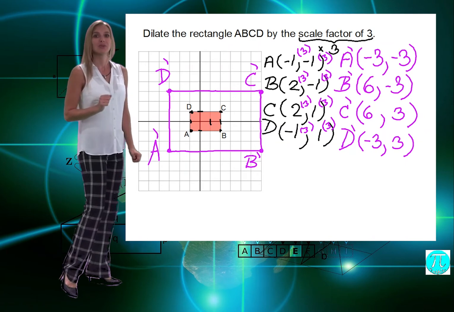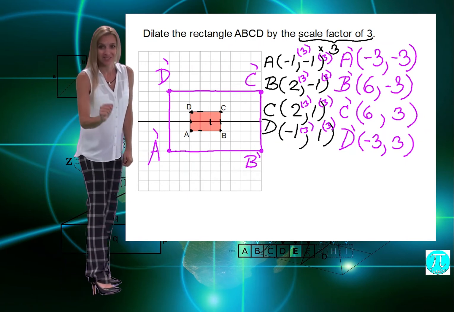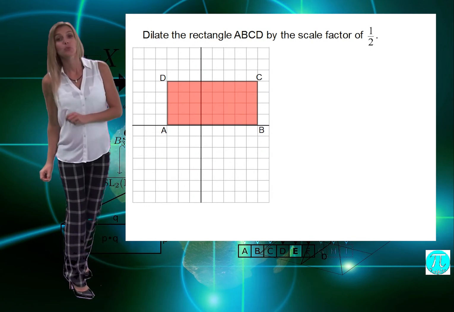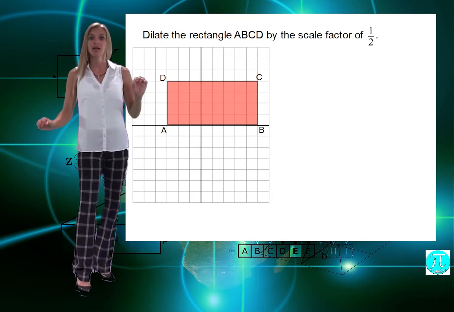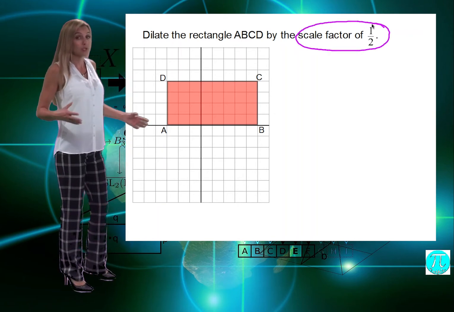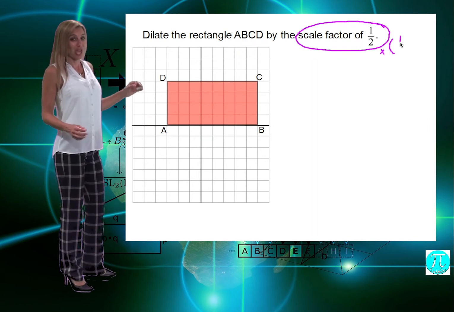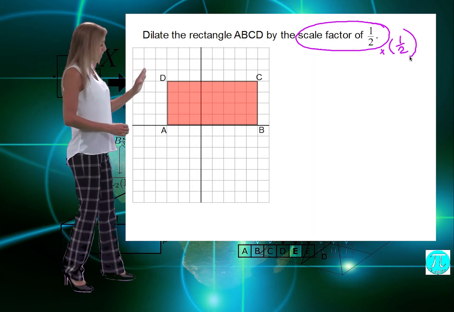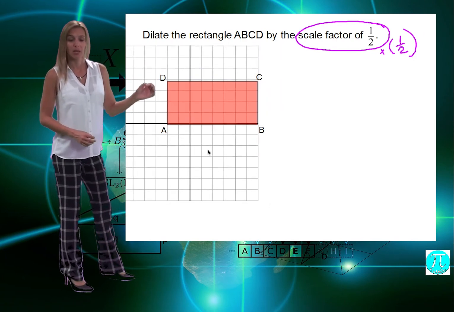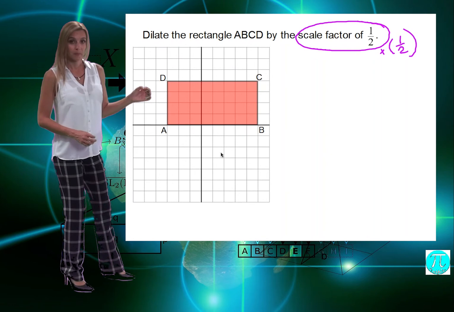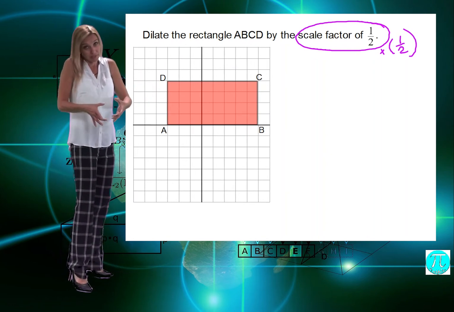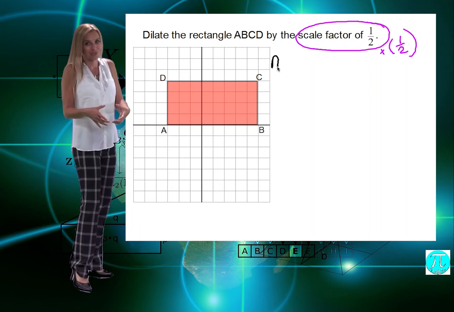Now let's look at what we have next. We have a rectangle A, B, C, and D, and we're supposed to dilate it by a scale factor of 1/2, or just a half. So every coordinate for every point I see, I will multiply by 1/2. Remember, 1/2 is literally halving the number down. You're taking half of the number that you see.